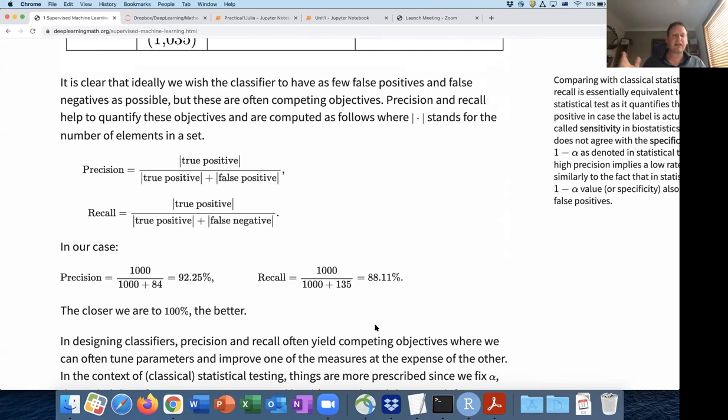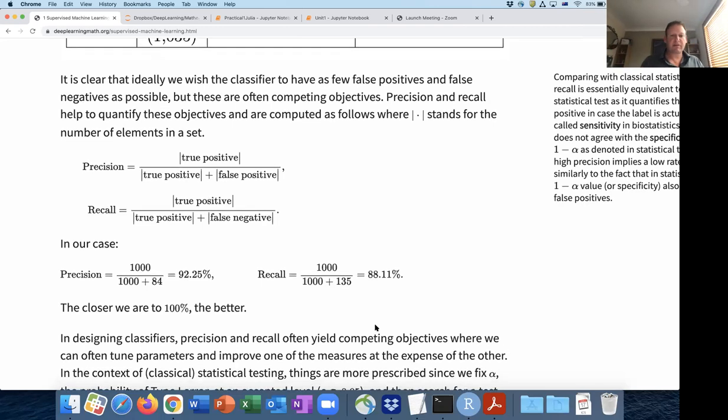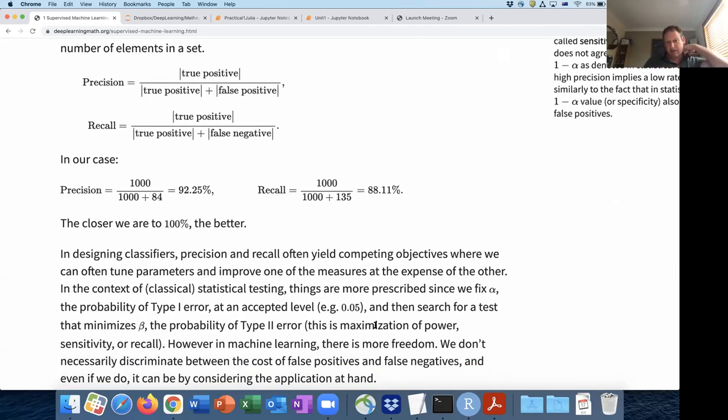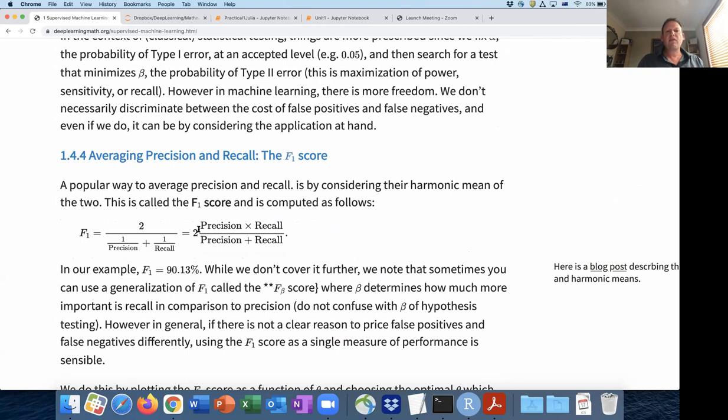But these are two numbers, and as humans, we like one number. So what you're going to do is average them. Sorry, I'm running through this very quickly because I must get quickly to the linear classifier. It's also in the practical that you're going to do next. The way to average them, because these are rates, is not the arithmetic mean, but the harmonic mean, which is the inverse of the mean of the inverses. And this is what we call the F1 score.